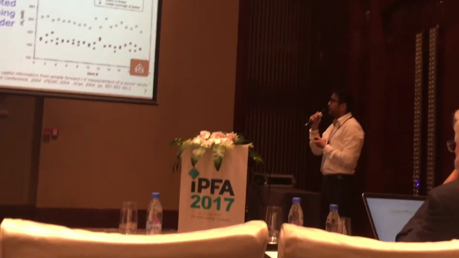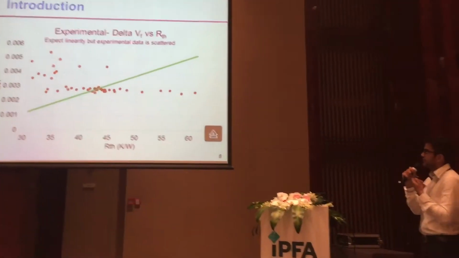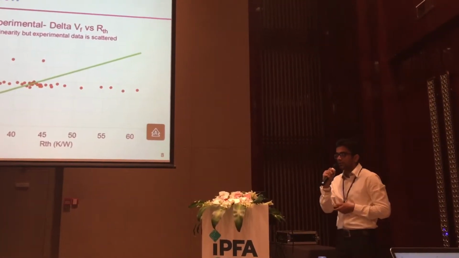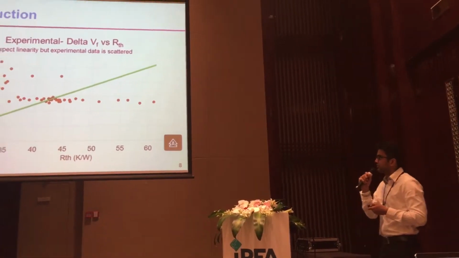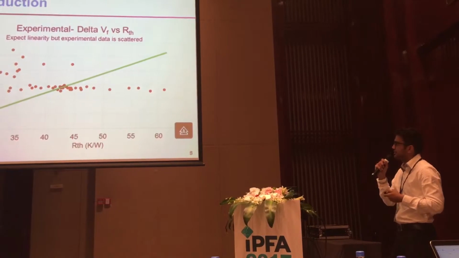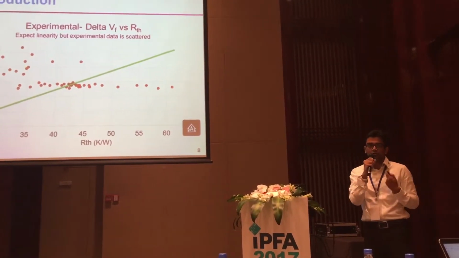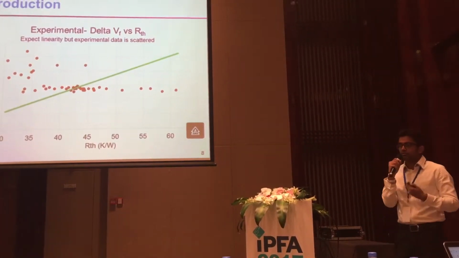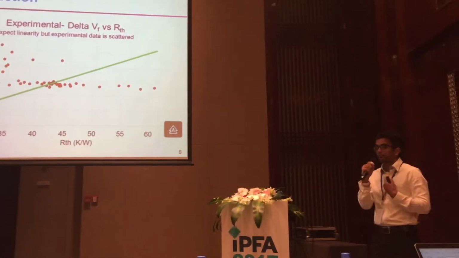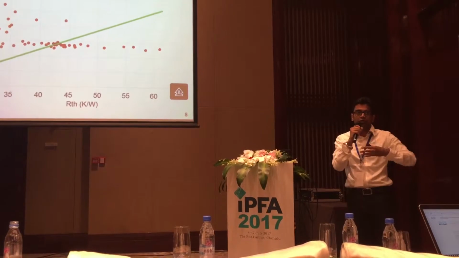Now, following the same literature, we also did some experiments. We tried to plot the delta VF versus Rth for the diodes we have. What we expected was that, if not more, at least we should have some trend. The screen line is that expectation; it could be linear, could be some other trend, but we expect some kind of trend between delta VF and Rth. Whereas the red dots show the experimental values, which were all scattered.